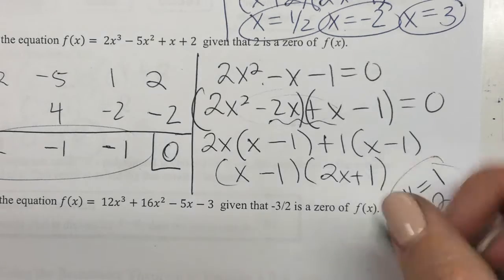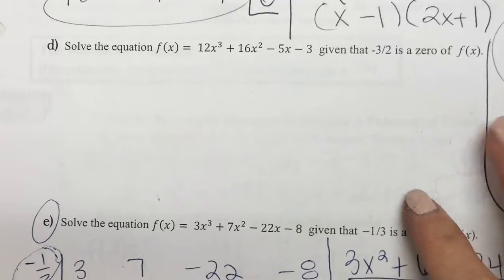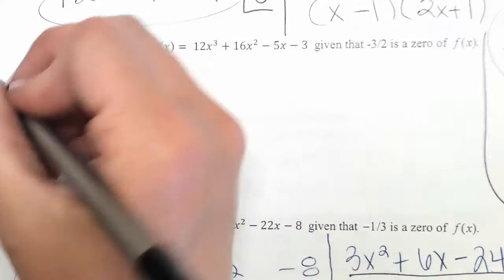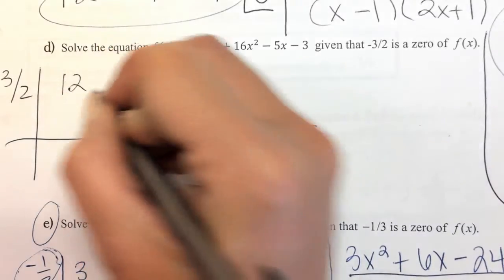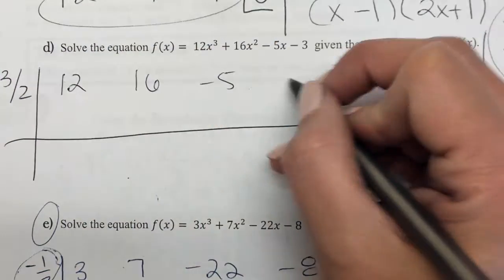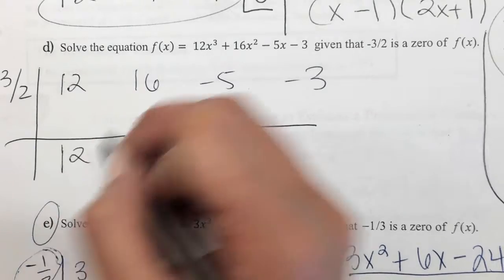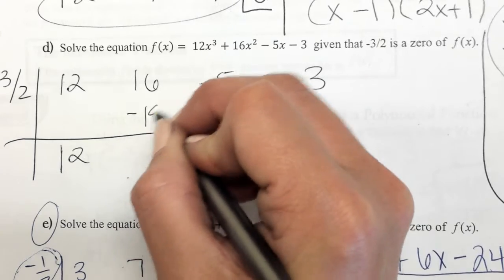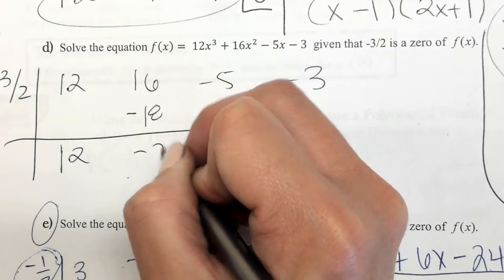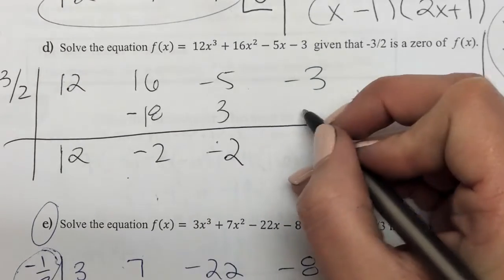Alright, next one we'll do together. Logan, how do I start it off? Alright, my coefficients: 12, 16, -5, -3. Alright, Victor, tell me what goes here. I dropped 12 down, and here, negative 18, and here, -2, 3, -2, 3, and then 0.